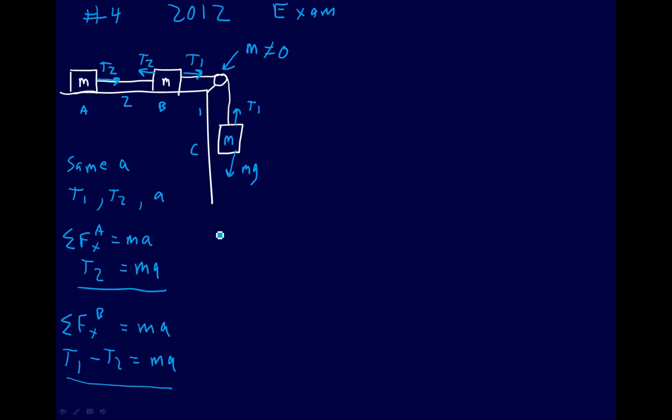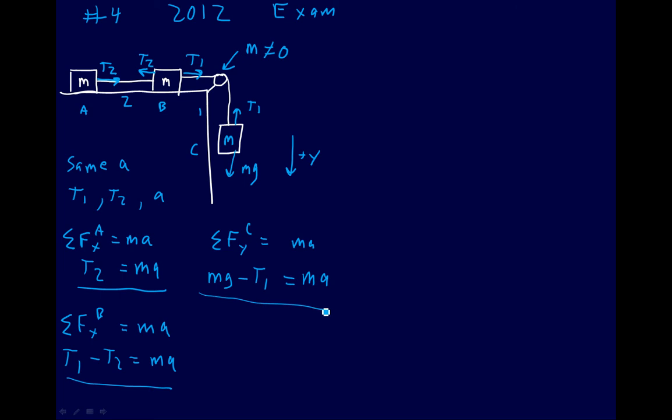And finally, I'm going to look at block C. Now, for block C, the motion is in the y direction, but it still equals ma. You can do it different ways, but I'm going to call positive y downwards. And so right here, for my equation, I'll get mg minus T1 equals ma. So those are our 3 equations of motion.